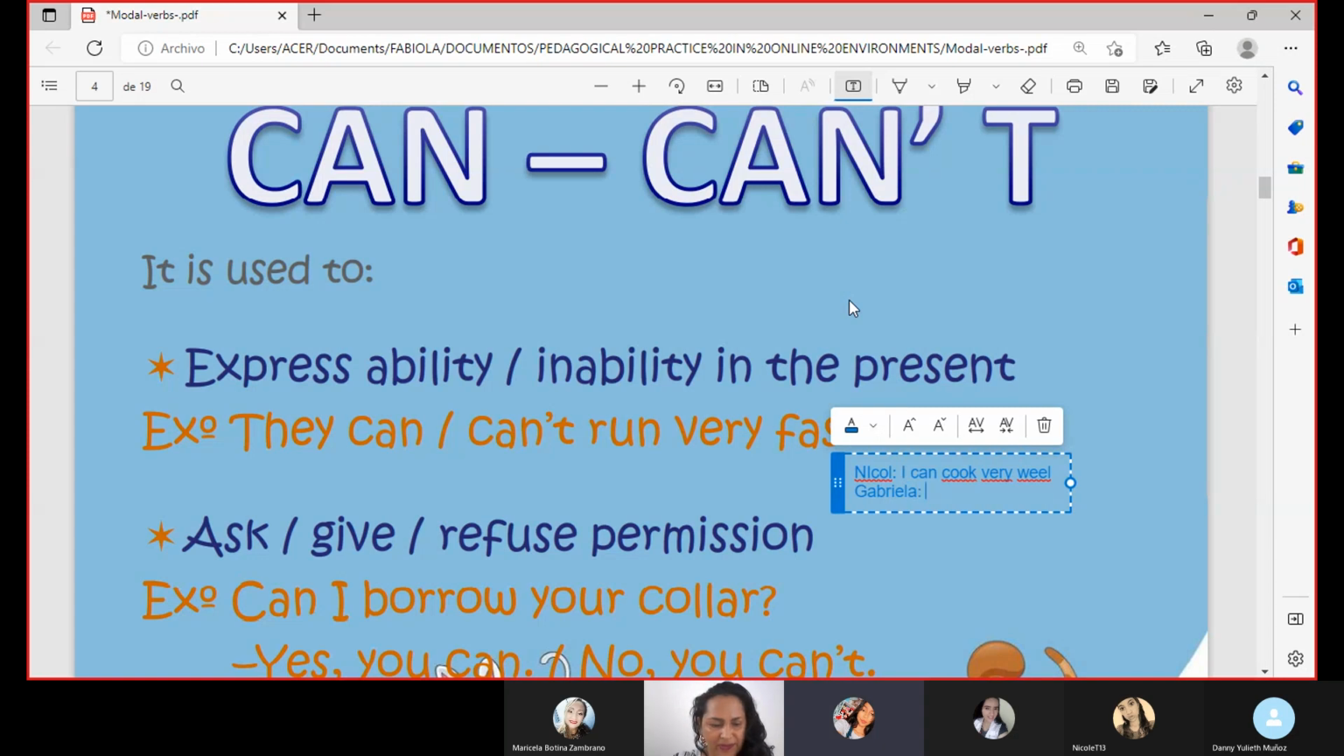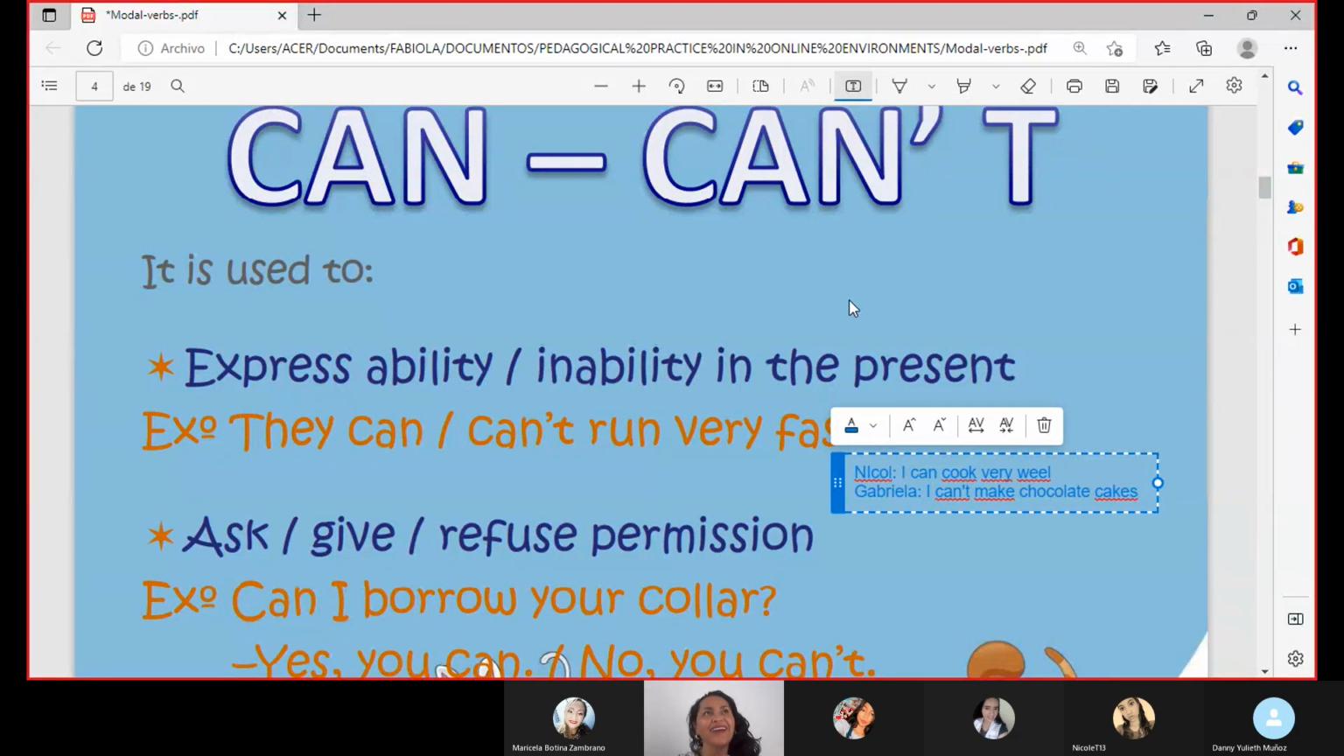I can make chocolate cakes. I can't. Repeat. I can make chocolate cakes. Yes, I can make chocolate cakes. No puedo hacer postres de chocolate. Exactly. Okay, good.